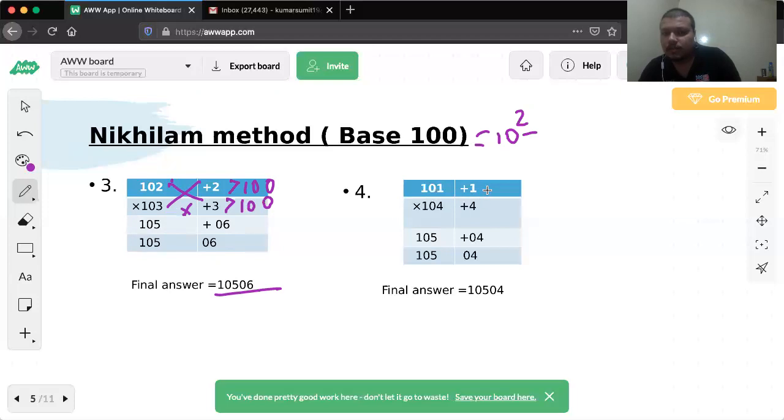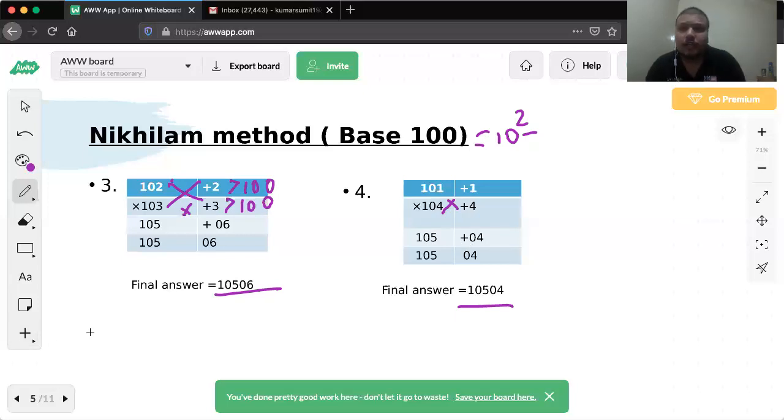Now, again, let's see something. 101 into 104. 101 is 1 greater than 100, 104 is 4 greater than 100. You multiply plus 1 into plus 4, you get 4. Why do you take 04? Because you need 2 digits on the RHS, because the base, or the Nikhilam, is 10 to the power of 2. So on the RHS we have 04, not 4. Now on the LHS, 101 plus 4 is 105, 104 plus 1 is 105. We combine the LHS and RHS and we get the final answer as 10504. It is that simple, guys. You don't need to worry at all.